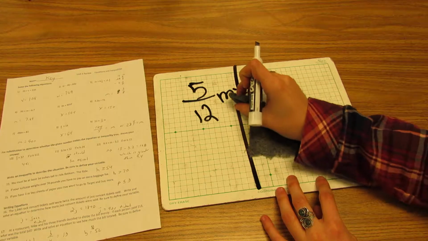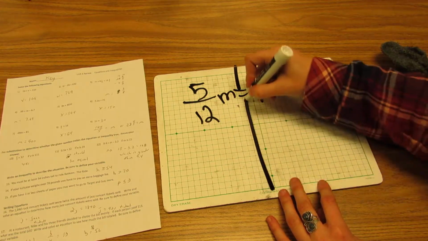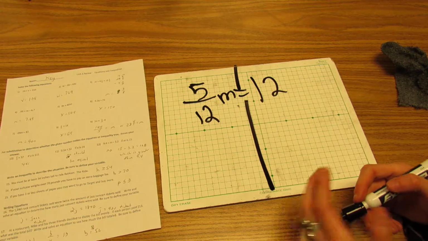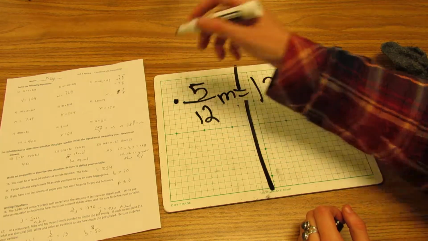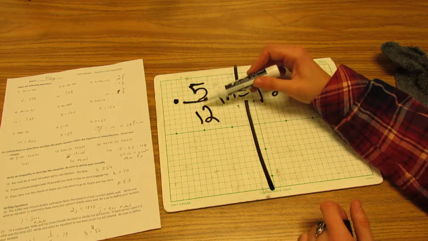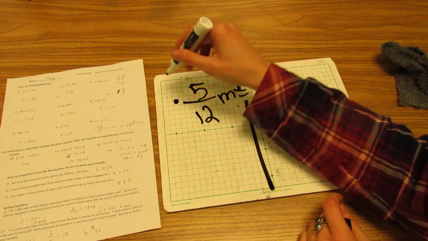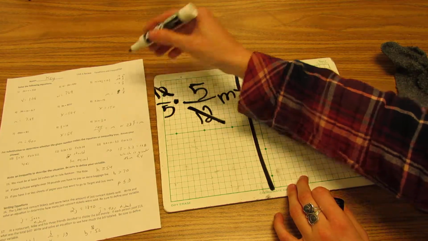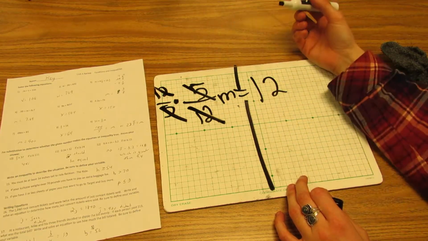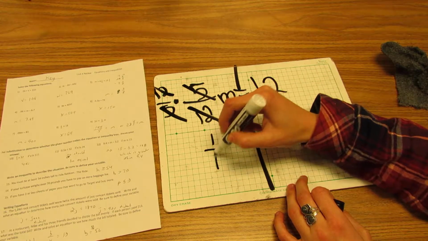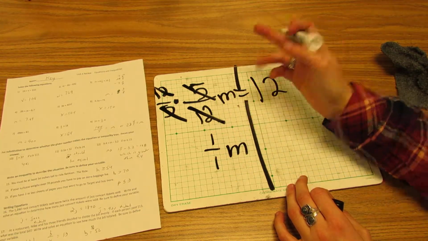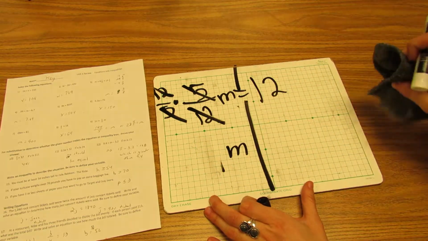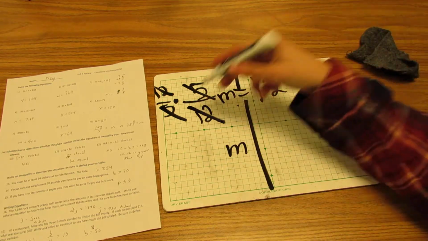Now this is a multiplication problem, but my coefficient is actually a fraction. The way to get rid of it and make it 1 is to multiply by the inverse, or the reciprocal. If I multiply 5 over 12 by 12 over 5, this cancels out. 12 divided by 12 is 1, and 5 divided by 5 is 1, so 1 divided by 1 is still 1. I don't need to write the 1, because that's the implied coefficient. So you've isolated m.